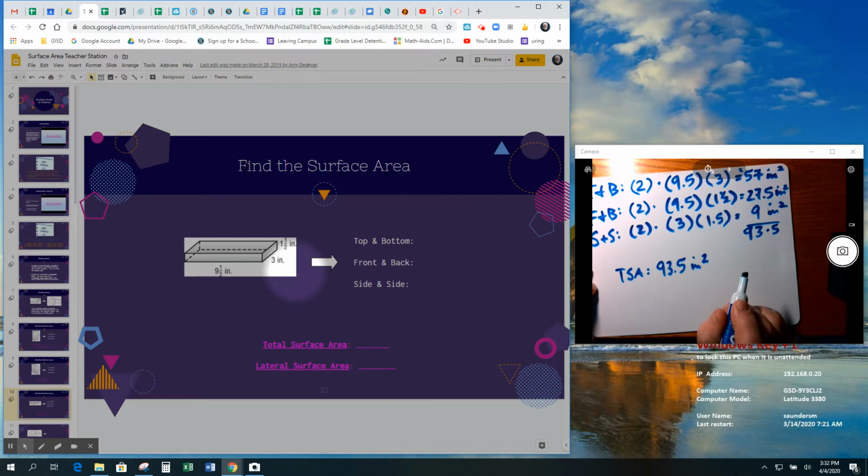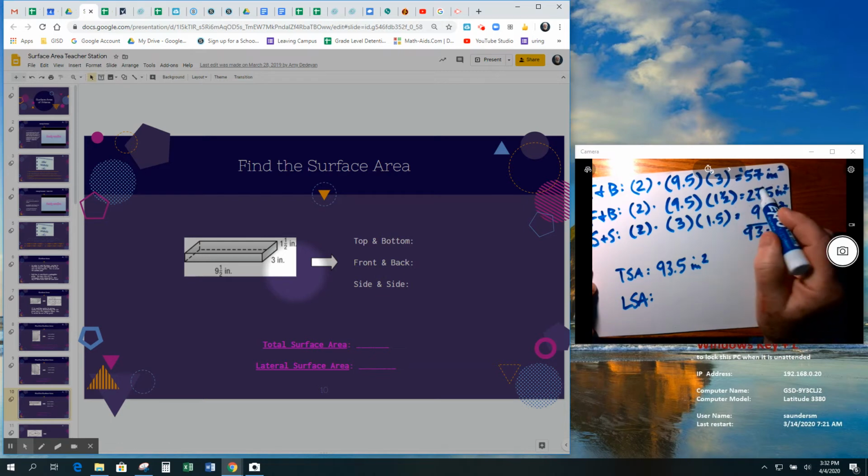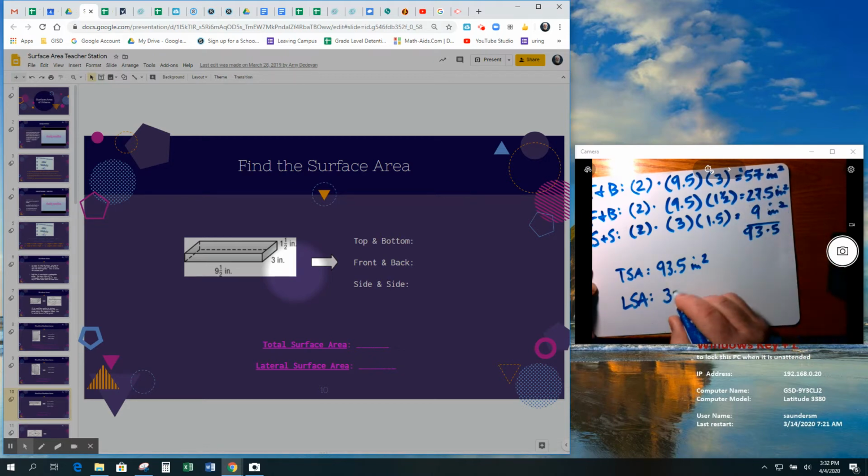And we said for lateral surface area, it's everything except for the top and bottom. So I would just add the front and back and side and side. So 27.5 plus 9 would be 36.5 square inches.